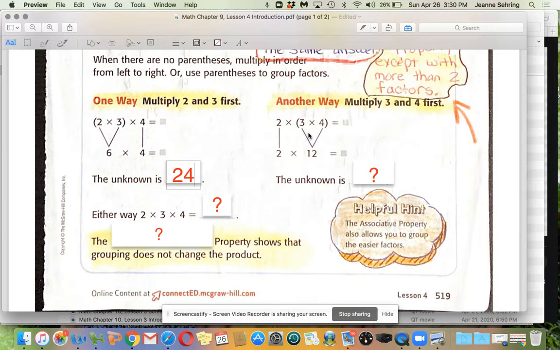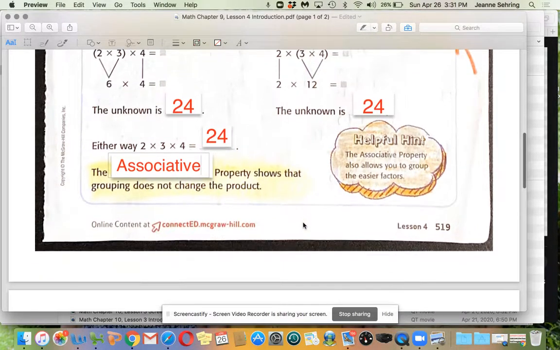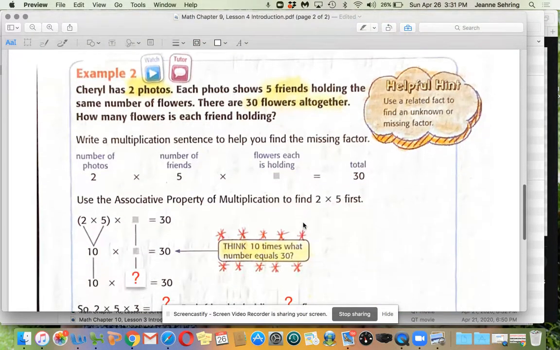And here they changed the parentheses. They moved the parentheses over. They dropped the 2. 3 times 4 is 12. 2 times 12 is 24. The answer remains the same. Either way, 2 times 3 times 4 is 24. The associative property shows that grouping does not change the product. It doesn't matter the order or how it is grouped. The product stays the same.